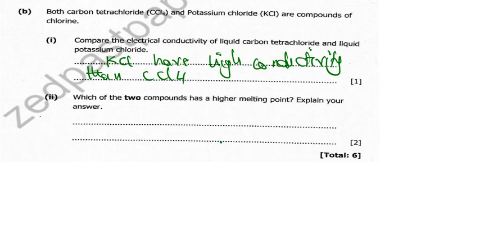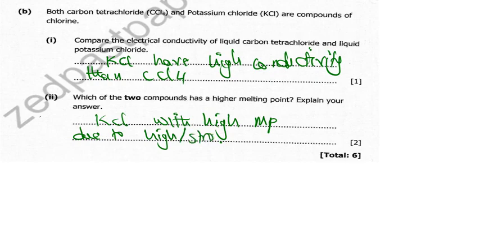Then question number 2: which of the two compounds has a higher melting point? Explain your answer. We always expect an ionic compound to have a higher melting and boiling point than a covalent compound. So from the above statement, potassium chloride will have a high melting point. The reason is due to strong electrostatic forces of attraction.